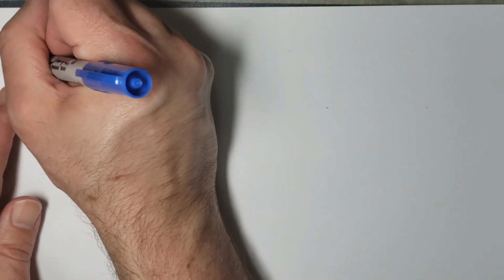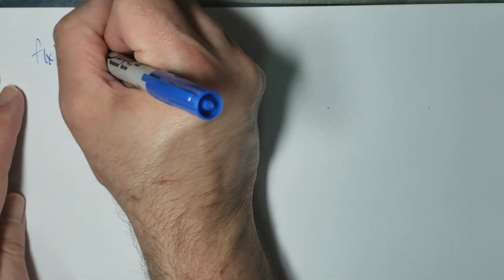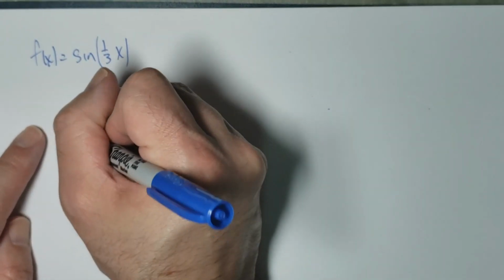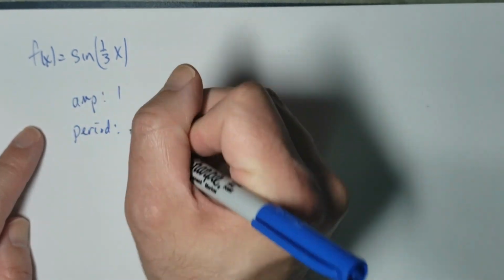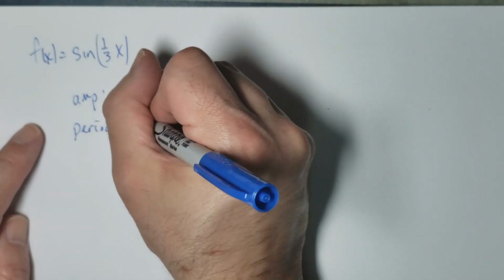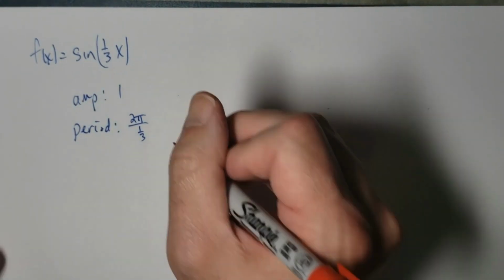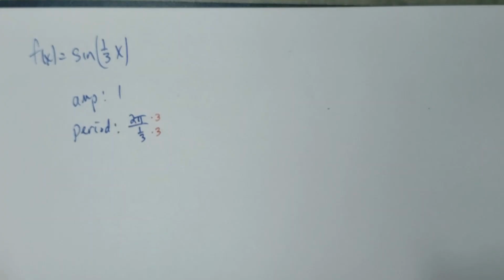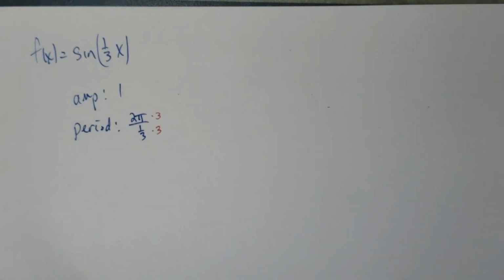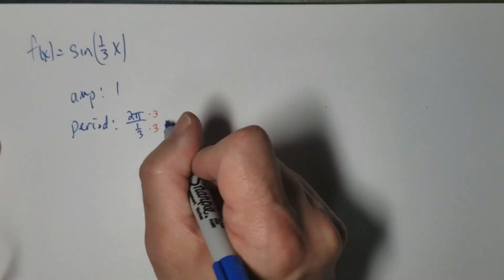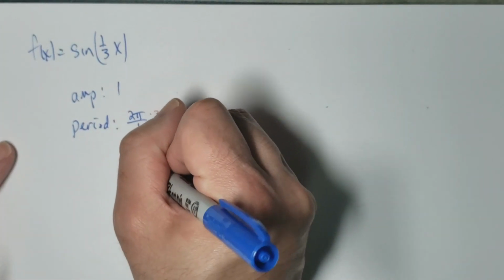All right, next, let's do f of x equals sine of 1/3 x. Okay, so the amplitude here is 1. The period is 2 pi over b, so 2 pi over 1/3. And that is something that you should be able to simplify. A little help from our buddy Mr. 1. I would yell it, but I don't want to scare my family. These cancel, and you get that the period is 6 pi.